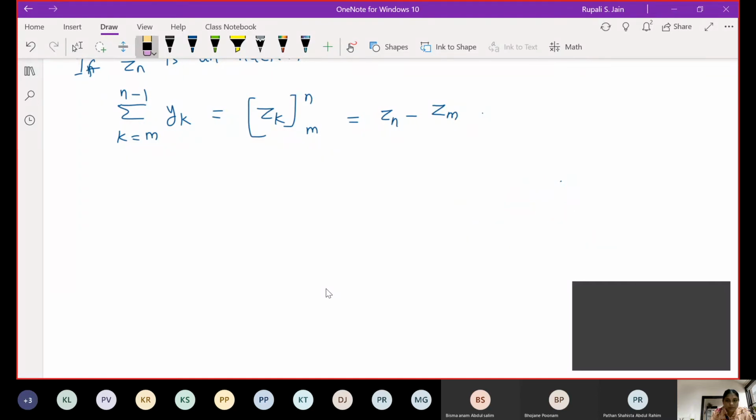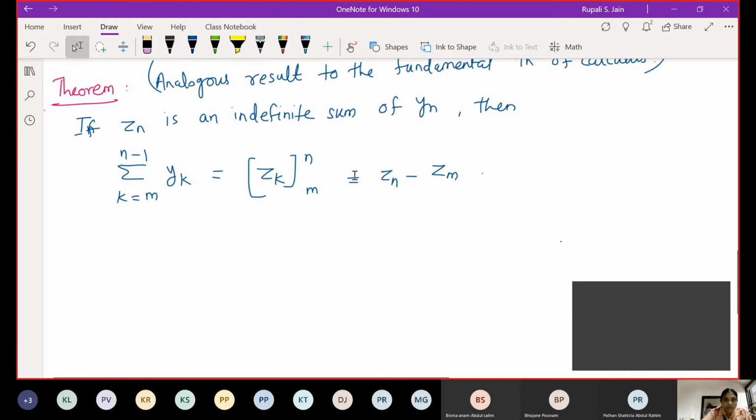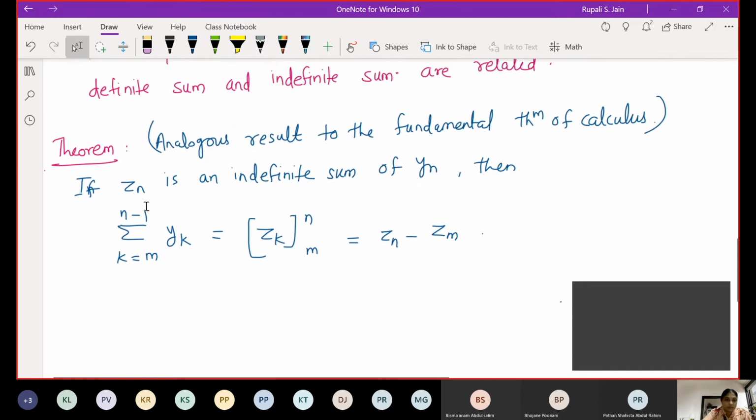So this theorem, whatever we have written, is an analogous result to the fundamental theorem of calculus. If Zn is the indefinite sum, there capital F is an indefinite integral of small f. Then we get the integral from a to b of f of x dx is equal to capital F of b minus F of a, right?